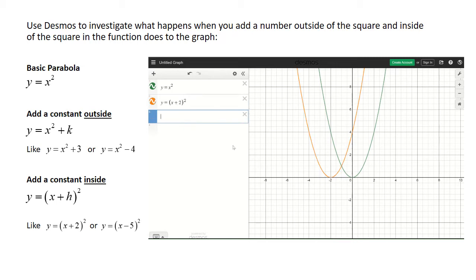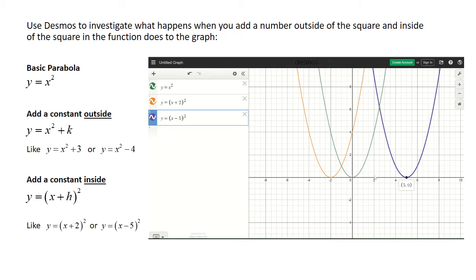Let's try another one. Let's say we have y equals, and instead of adding 2 on the inside, let's subtract 5. Look where that graph ended up. A -5 makes the graph go over to the right side of where it was originally, so that the vertex is at 5, 0.